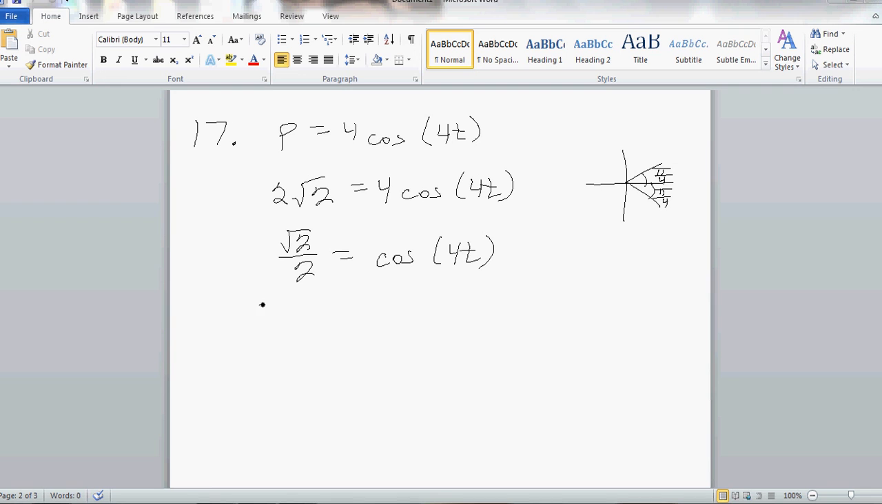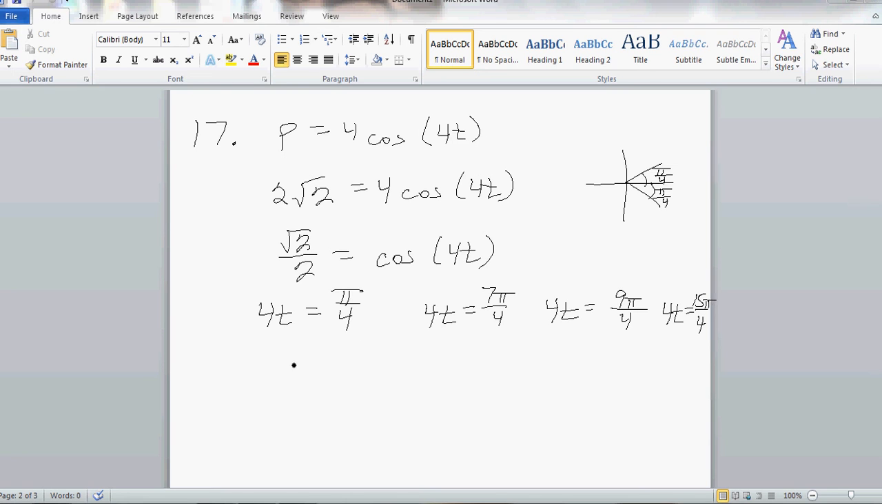So now we're going to say, okay, 4t is going to maybe be pi over 4. Or 4t might be going all the way around to here, which would be 7 pi over 4. Or 4t might go all the way around and end right here, which is 9 pi over 4. Or 4t might go all the way around and end right here, which would put us at 15 pi over 4.